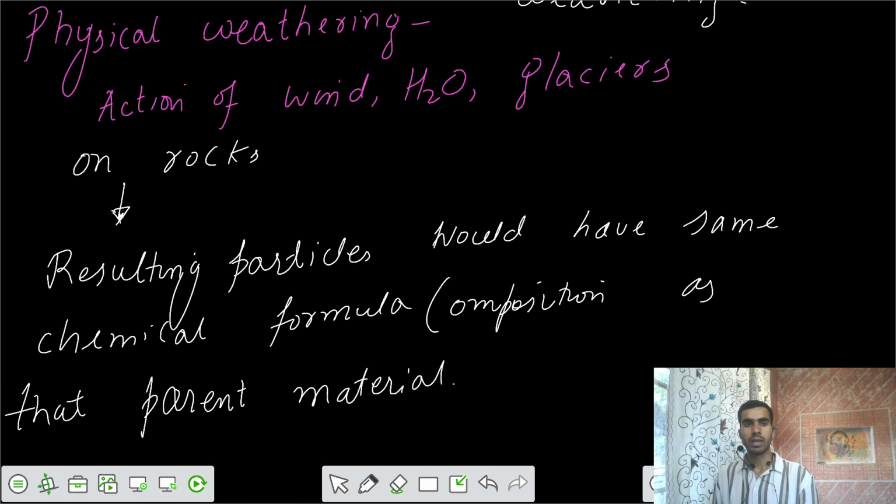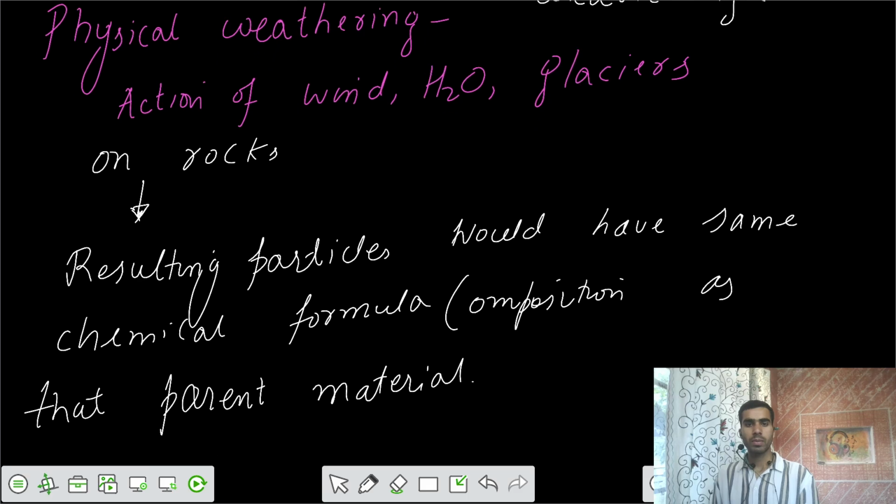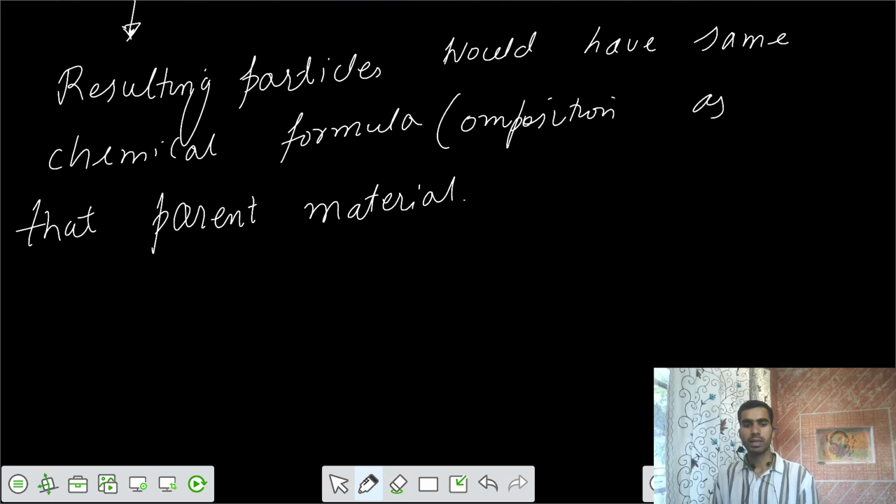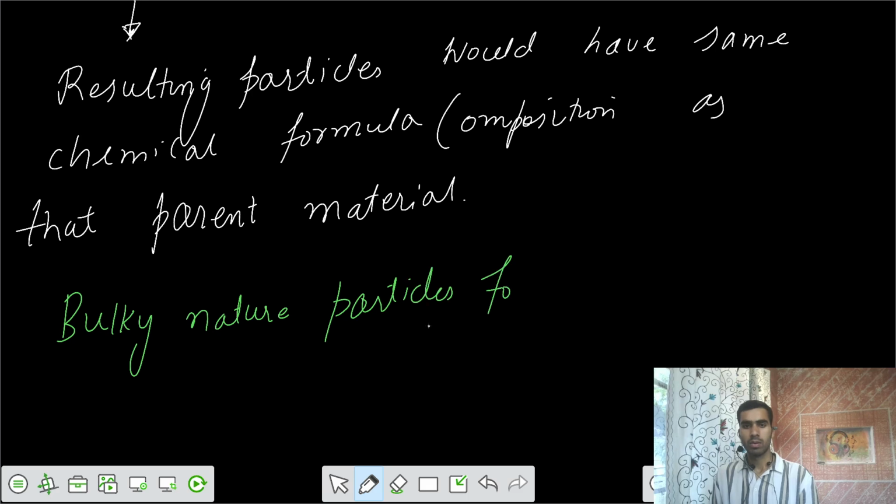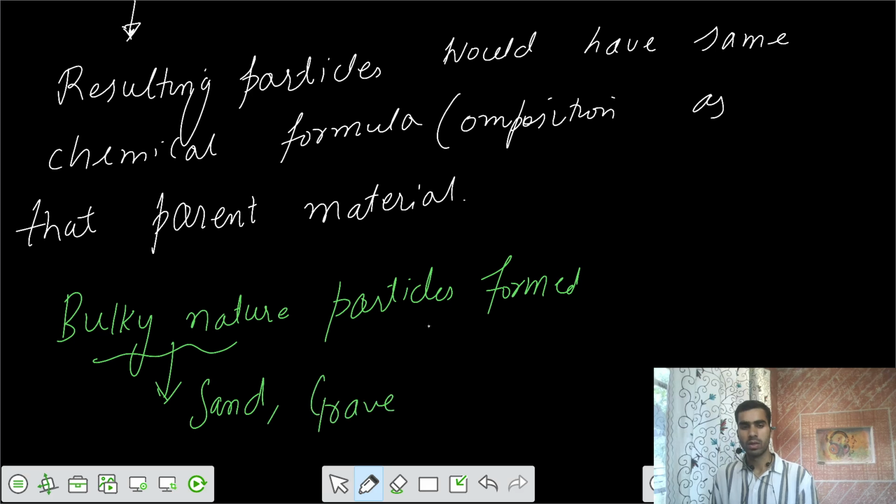This is the physical weathering, and because of this the particles that form are bulky in nature. The particles formed are bulky in nature. So that bulky nature can be sand, gravel, boulders, or cobbles. So these are the names.